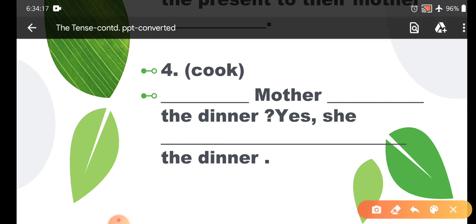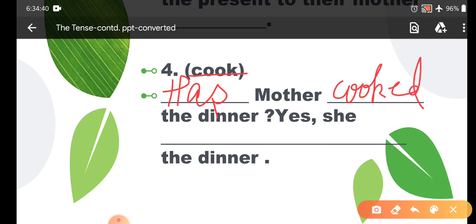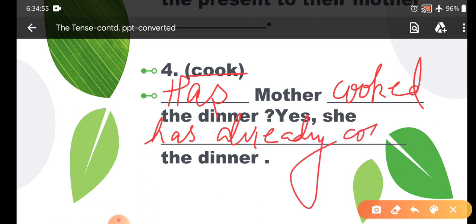Next one. So, speak up with me, right? The verb is cook. So now, mother is what? Singular. That you have to take care. So, we'll say, has mother cooked the dinner? Yes, she has. I can hear your voice, you know. Yes, she has already cooked the dinner.